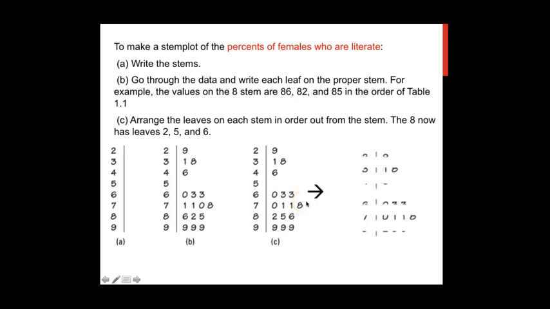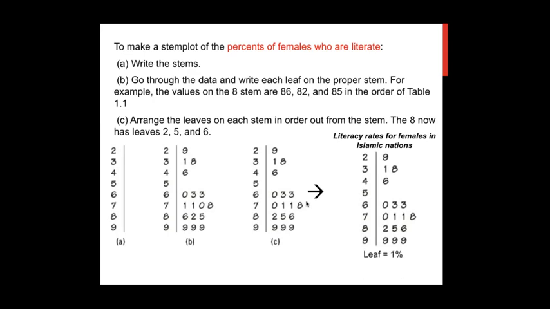The last thing to do in order to have a properly constructed stem plot is to properly label it. I'm going to put a nice title on here, clearly identifying what the stem plot has to do with. And then I'm also going to incorporate my leaf unit, in this case showing that each leaf represents 1%. And that would be a well-designed stem and leaf plot.